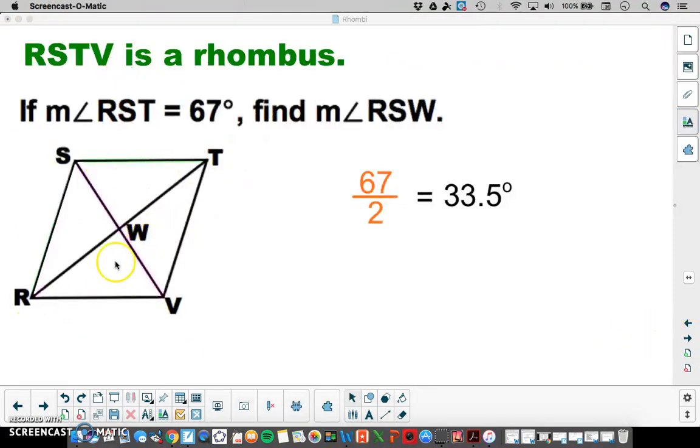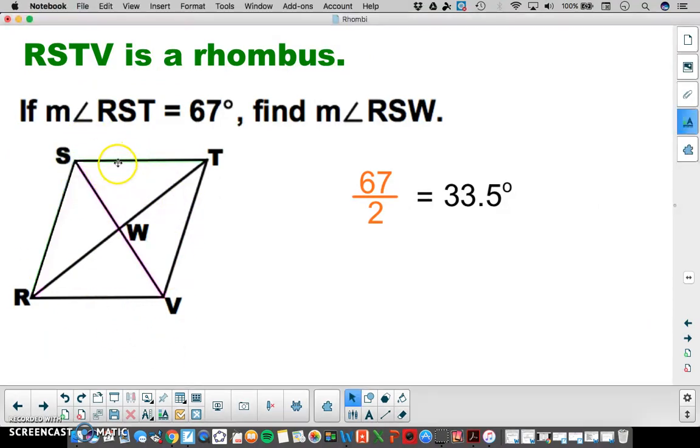Here we have rhombus RSTV, and we're told if angle RST is 67 degrees, this green angle here, we want to find the measure of RSW, this pink angle. Well, a property of rhombi is that the diagonals bisect each one of those angles at each vertex. Therefore, RSW has to be half of RST. So 67 divided by 2 is 33.5.